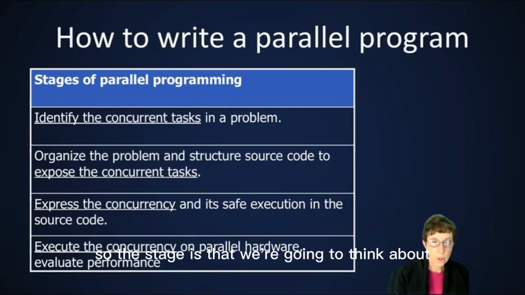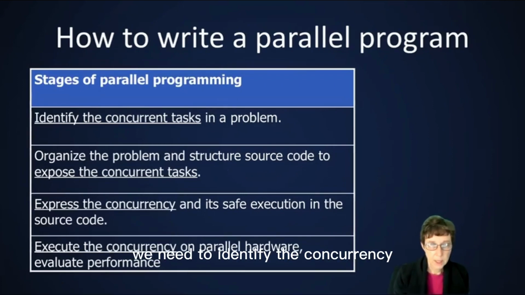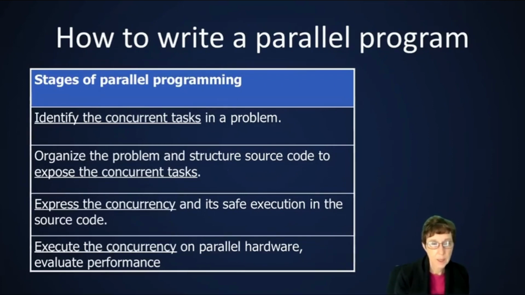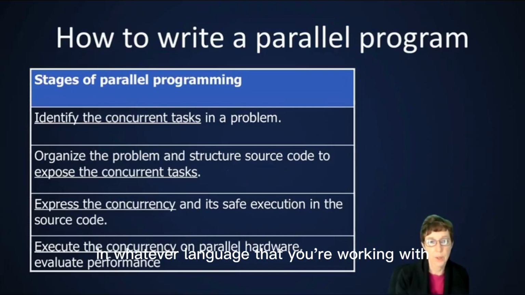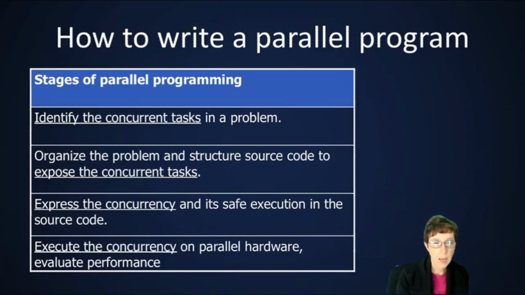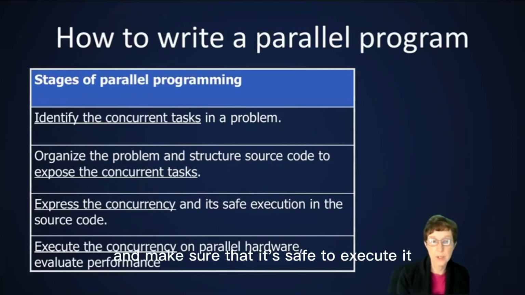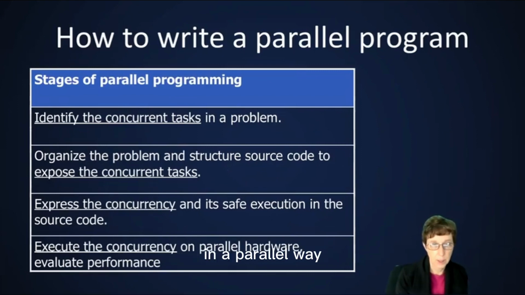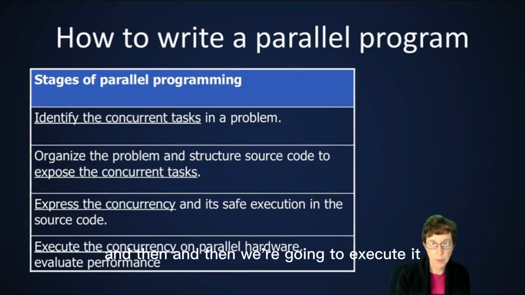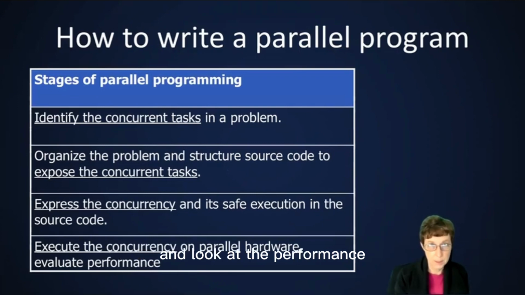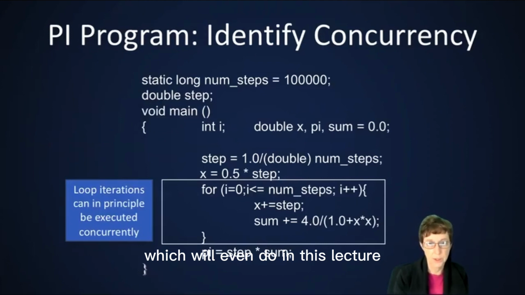Okay, so the stages that we're going to think about: we need to identify the concurrency. We need to think about how to expose that to some kind of tasks or parallelism in whatever language you're working with, in this case, OpenMP. How to express that and make sure that it's safe to execute in a parallel way. And then we're going to execute it, look at the performance, and go back and tune and probably modify the parallelism, which we'll even do in this lecture.